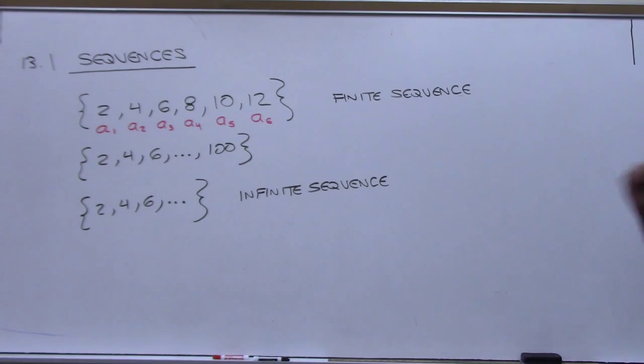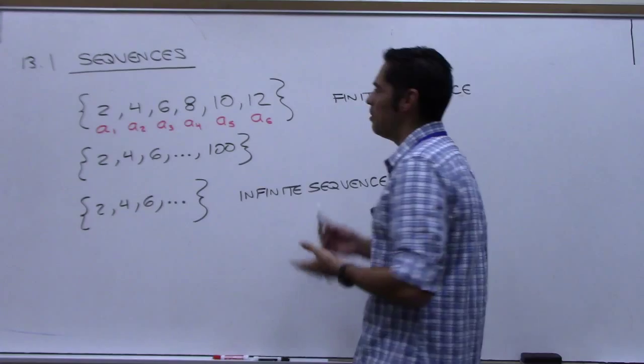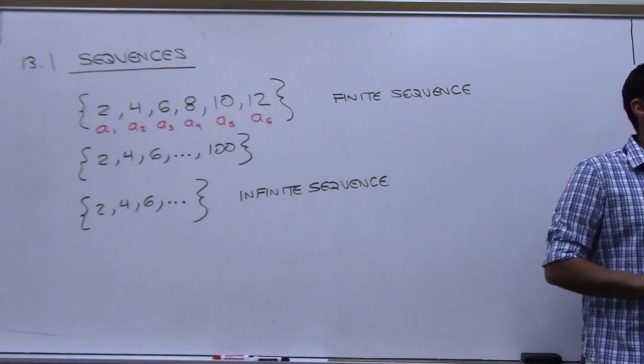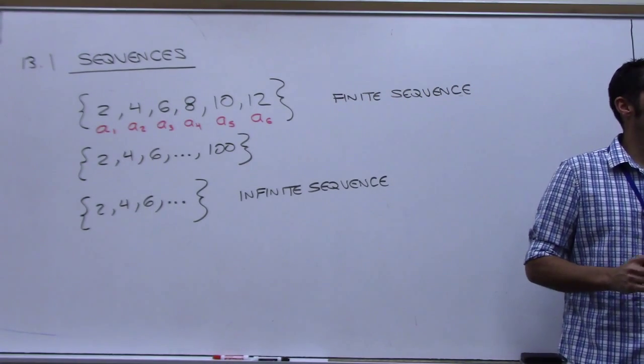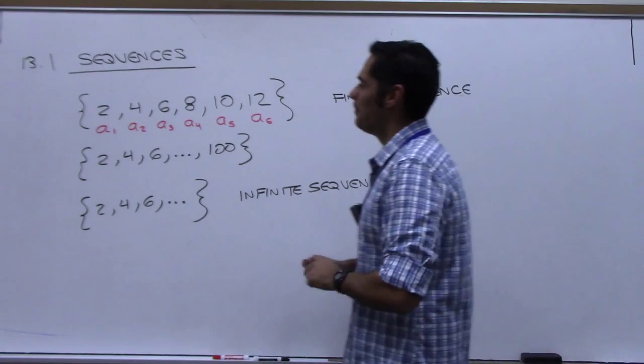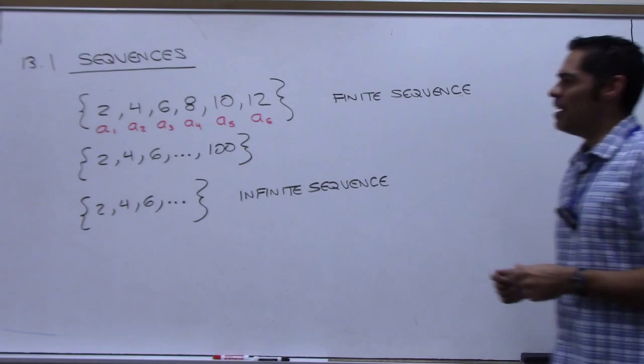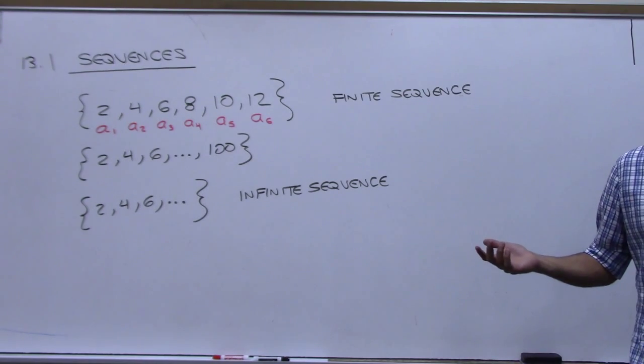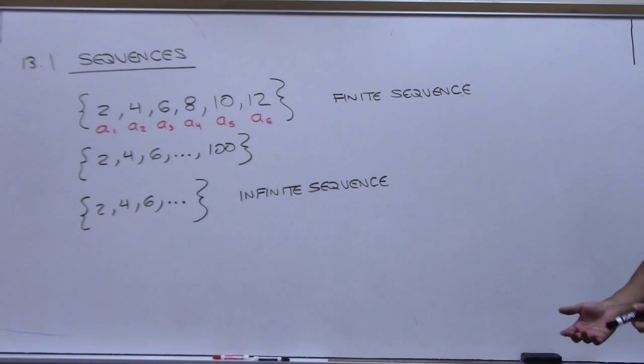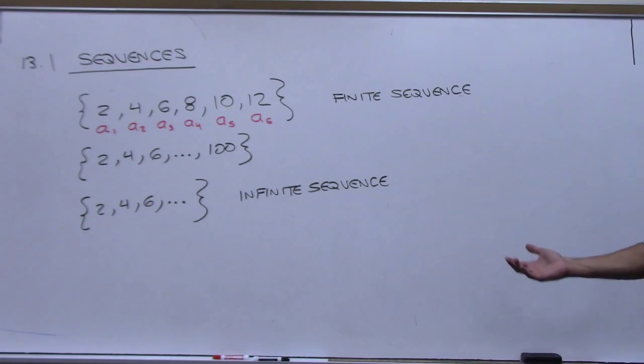We always start with 1 with sequences. All right, so here we go. We've got that notation. Is that all right? Why do we use A? I don't know. That's just the convention. That's the way we like to write sequences. It's just generally accepted.